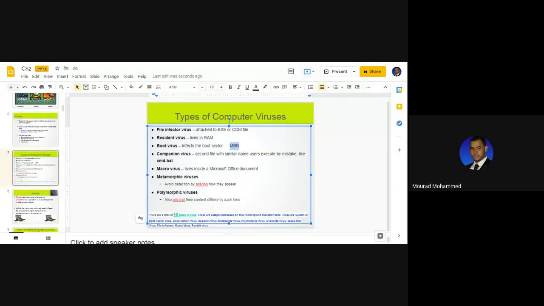Yes, tell me. Hurry up. Can you repeat the definition, please? Anybody? Can you repeat the definition? Of what sector? It infects the boot sector. The boot virus, okay? It affects the boot sector. Yeah, okay.